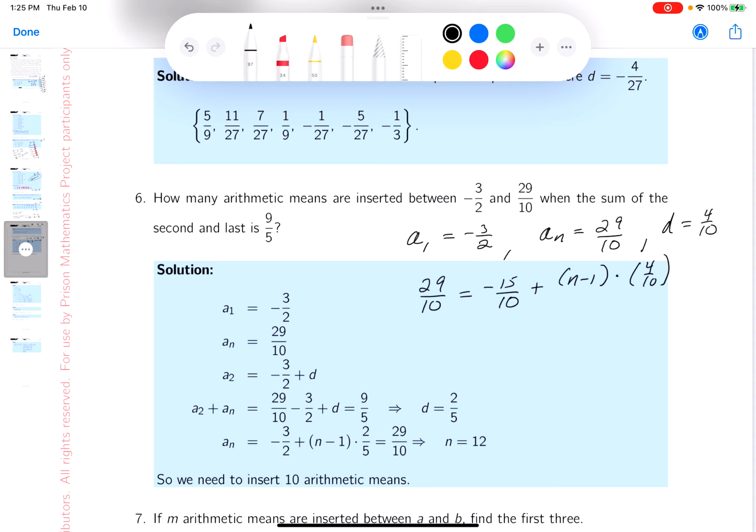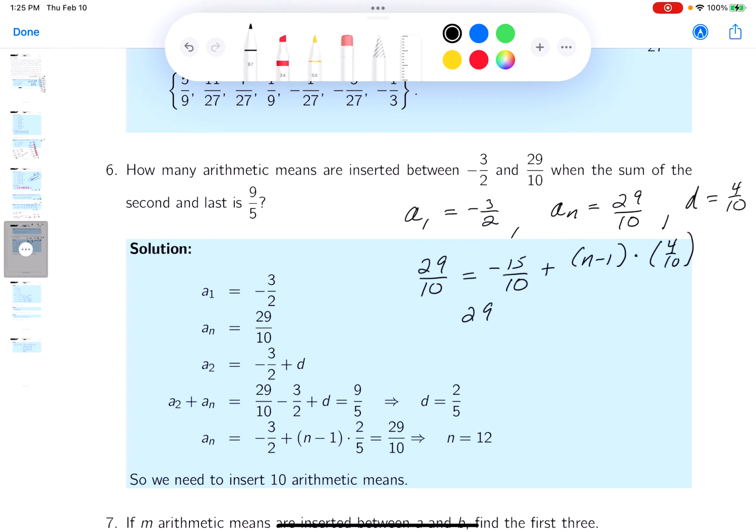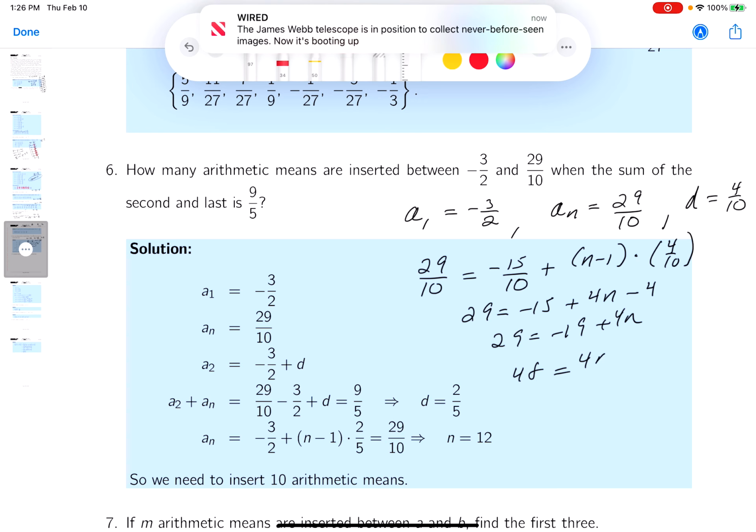I'm going to multiply both sides by 10. You get 29 equals -15 plus 4N minus 4. Let's see, -15 minus 4 is -19. I'll write that down. 29 equals -19 plus 4N. And then I'm going to add 19 to both sides. Let's see, 29 plus 19 is 48. And that equals 4N. And that means N equals 12.